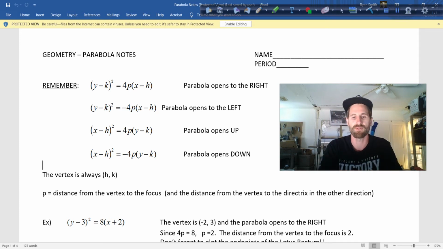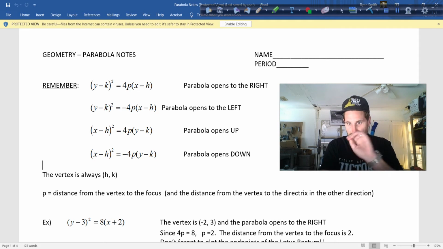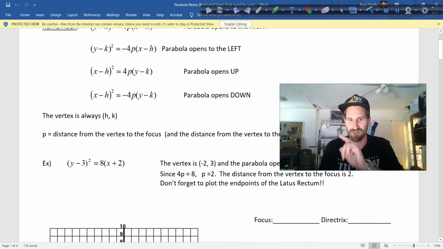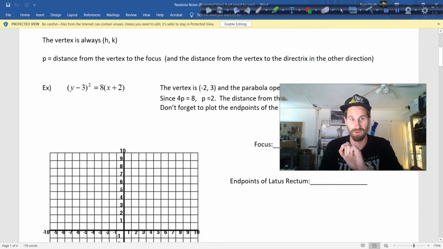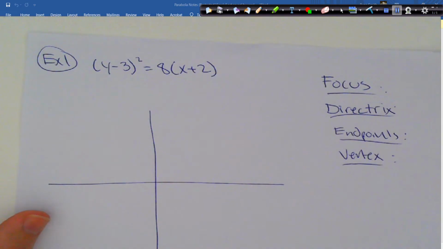P is the distance from the vertex to the focus, and it's the distance from the vertex to the directrix in the other direction. It sounds like I'm saying mumbo jumbo, so let's go ahead and try an example. And this is the example I'm going to do, but I'm going to do it on paper. So hold on one momento.